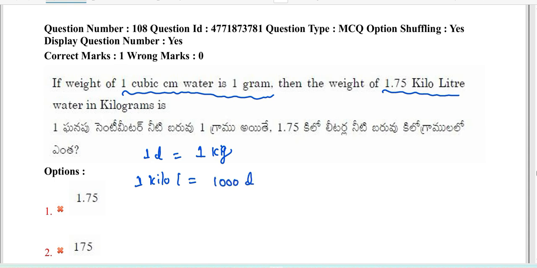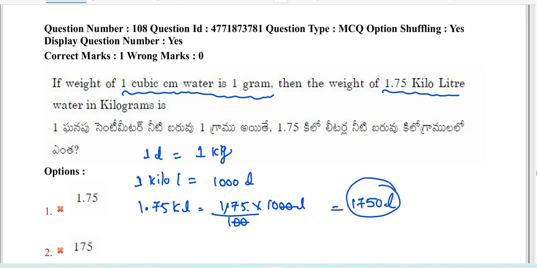1 kiloliter is equal to 1000 liters. But how many kiloliters do we have? We have 1.75 kiloliters. So that is 1.75 into 1000 liters. To remove the decimal point, we take 100. As we have two decimal places, 2 zeros get cancelled. What is left over? 1750 liters.